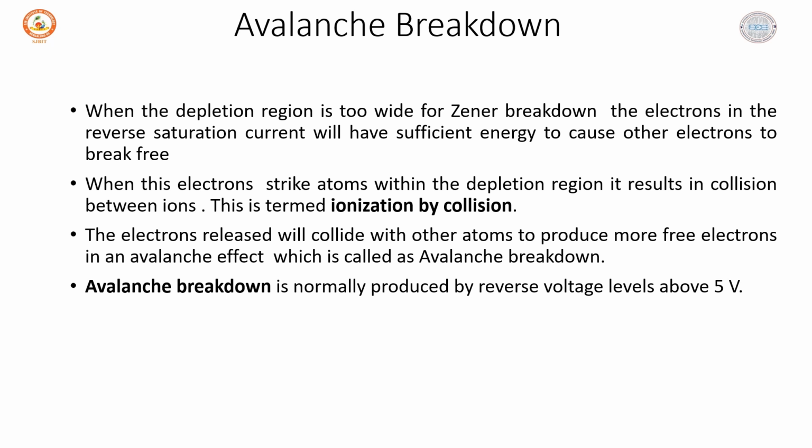And avalanche breakdown is a breakdown which is normally produced whenever the reverse voltage level is above 5 volts. So these are the two types of breakdowns which are available. One is the zener breakdown and the other one is avalanche breakdown.